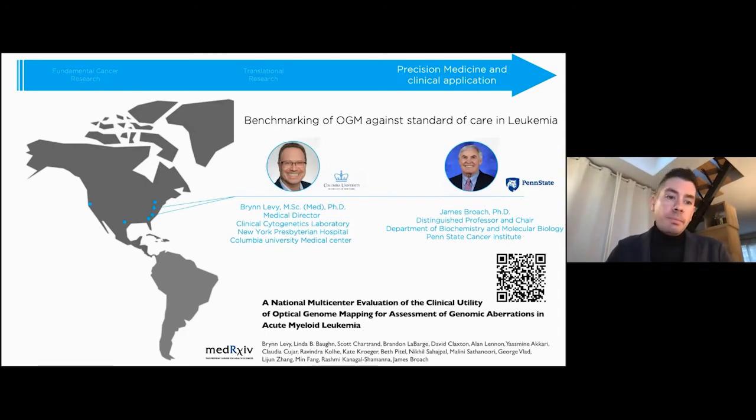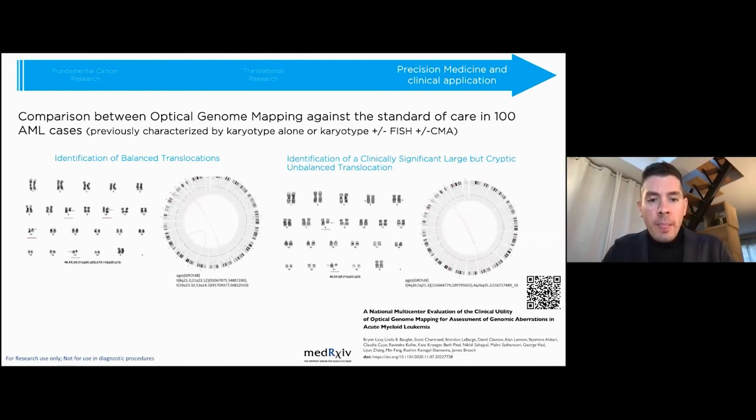State University. It is a landmark study where optical mapping was compared against the standard of care in 100 AML cases previously characterized by karyotyping, FISH, and chromosomal microarray. And not only did Bionano identify all the clinically relevant variants, SVs and CNVs, reported by these standard of care, but it also identified additional variants in 11% of the cases that had been missed by the routine methods.